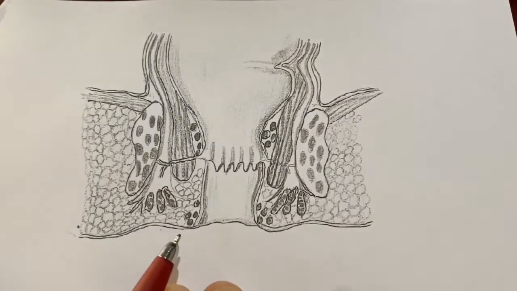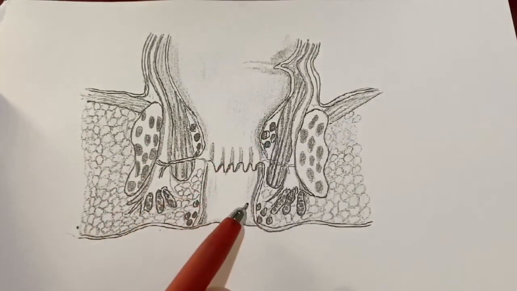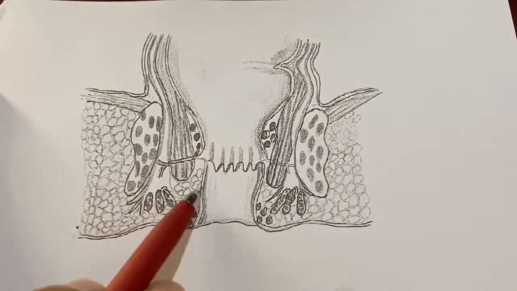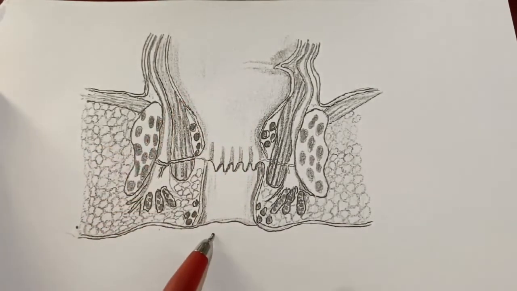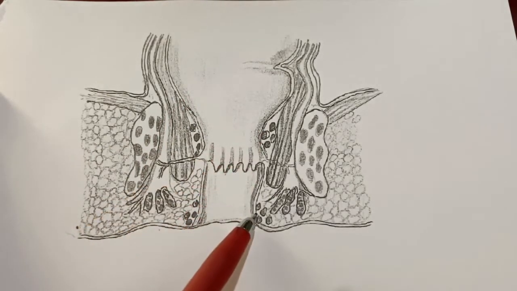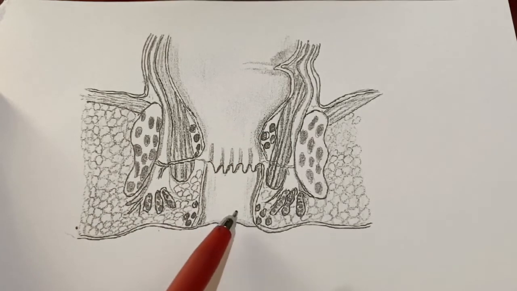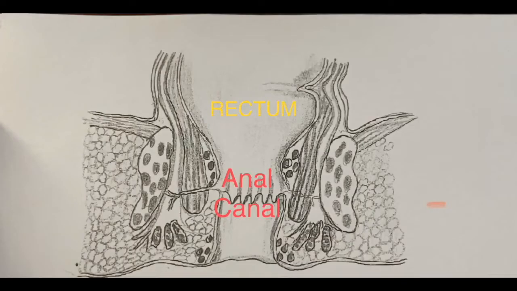Today we'll discuss the anatomy of the anal canal. Dear friends, this is the anal canal, which is a part of the large bowel situated between the rectum and the anus. This part from here to here is called the anal canal, and this is the anus and this is the rectum.